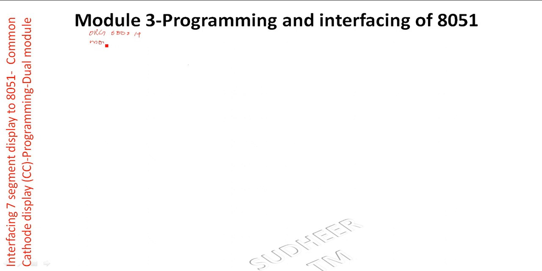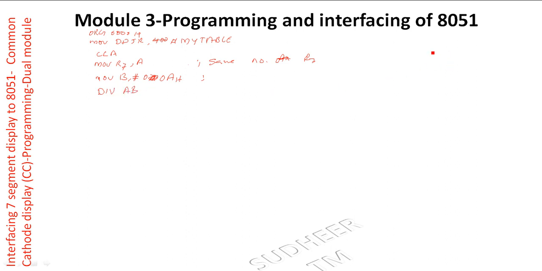Then MOV DPTR, #MYTABLE, or you can give #400 also. Then we'll clear our accumulator, CLR A. Then we will save that number to register R7. Here I am using register R7 instead of register B. So CLR A, saving that number to R7. Then I will use register B to copy the number 0A. I will tell you what I am using this for.